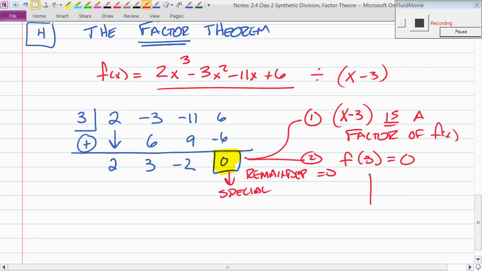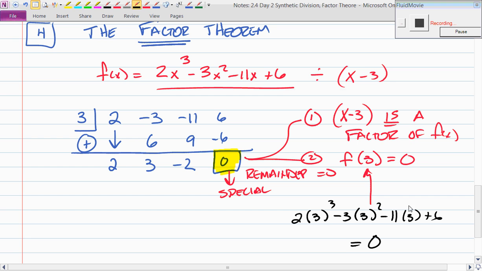Okay, I need you guys to interpret this part right here. What do you think that means, f of 3 equals 0? What does that mean? Yeah. Very good. When I actually plug in a 3 to this, 2 times 3 cubed minus 3 times 3 squared minus 11 times 3 plus 6, I'm guaranteed to get 0. That's what it tells me. It tells me that f of 3 is equal to 0.